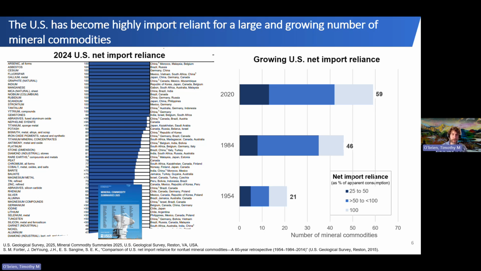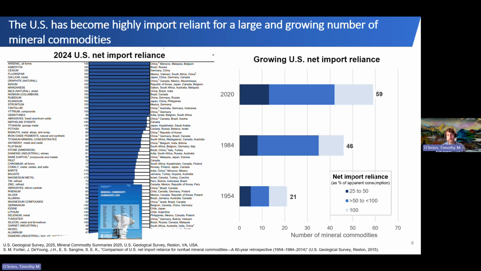If you look at the statistics of these over the last half century, as you go through the decades on this chart on the right, from the 50s, in which 21 commodities had a greater than 25% net import reliance, to the 80s with 46, and eventually around 2020, in which there are 59.